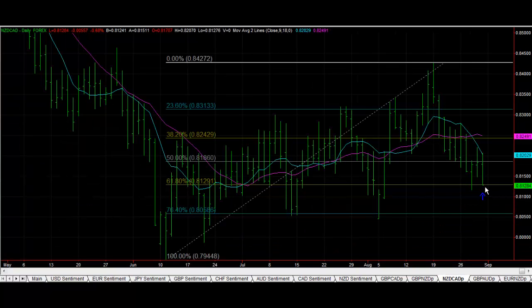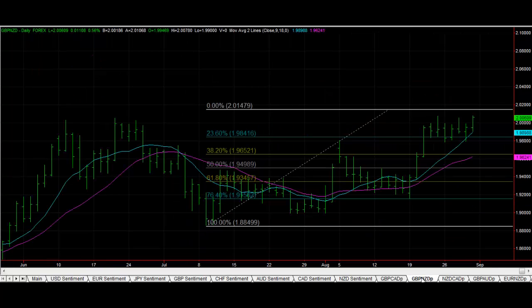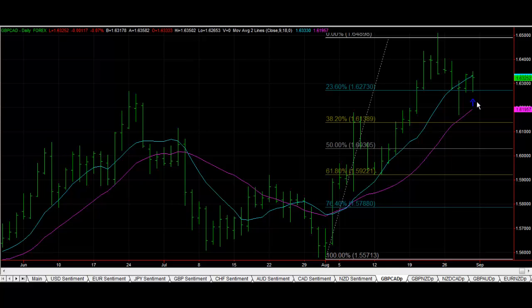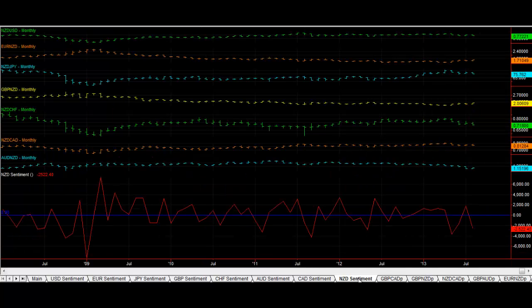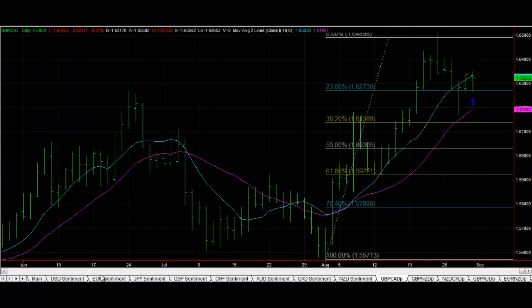We see that potentially here with the New Zealand dollar against the Canadian dollar. We definitely saw that here with the British pound against the New Zealand dollar. We definitely see that right here with the British pound against the Canadian dollar. Let's go ahead and take a look at a couple more rates.